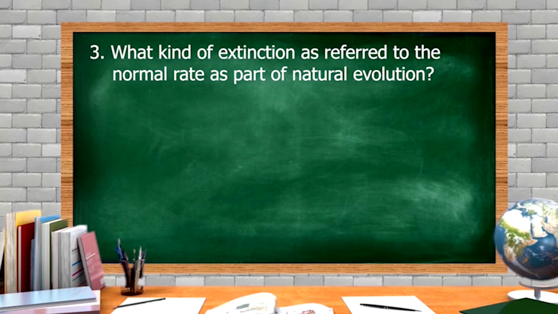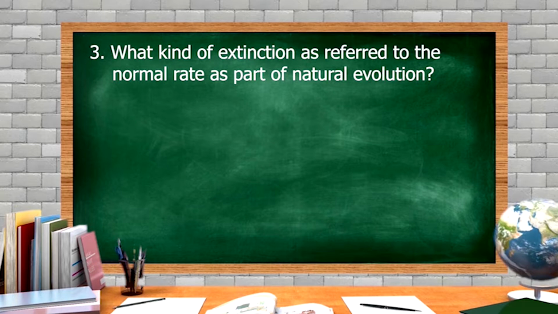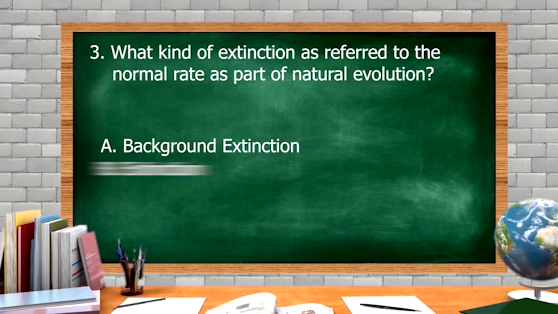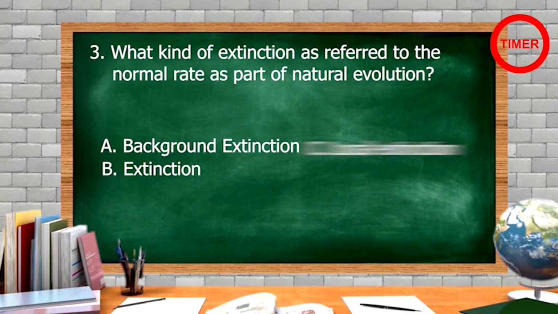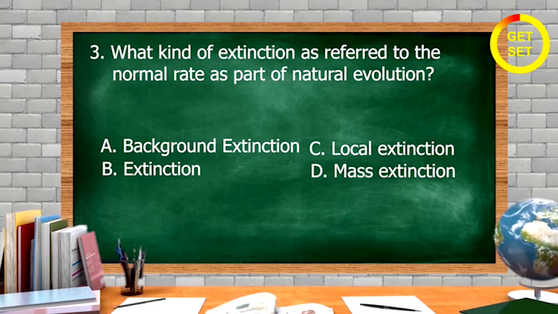Question 3. What kind of extinction is referred to the normal rate as part of natural evolution? A. Background extinction. B. Extinction. C. Local extinction. D. Mass extinction.